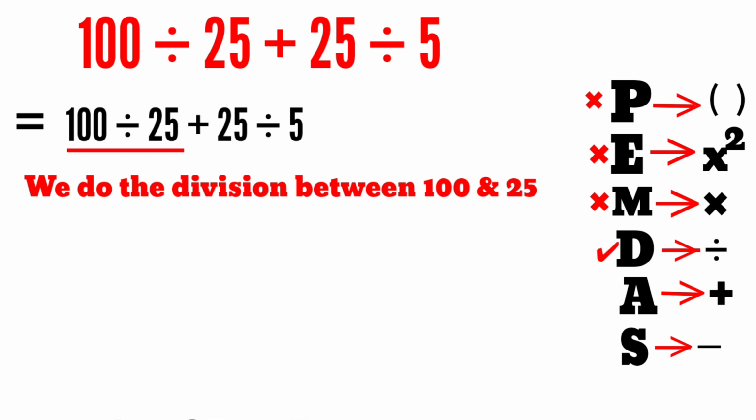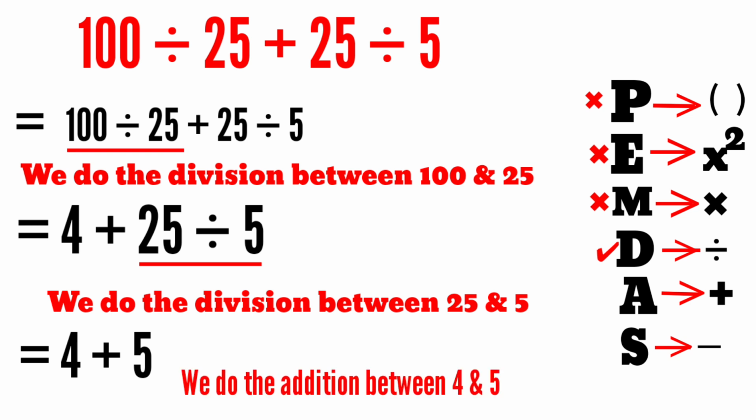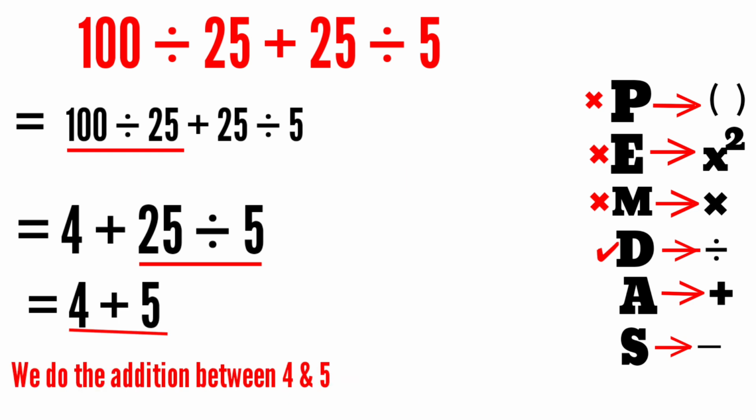D stands for division. Now we do the division between 25 and 5. A stands for addition. Now we do the addition between 4 and 5. 4 plus 5 is equal to 9. 9 is the correct answer.